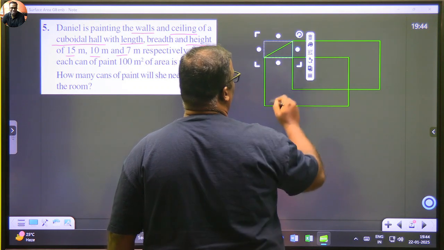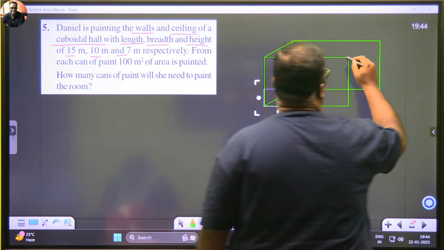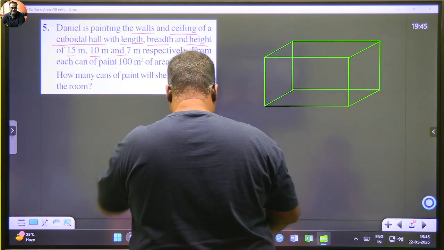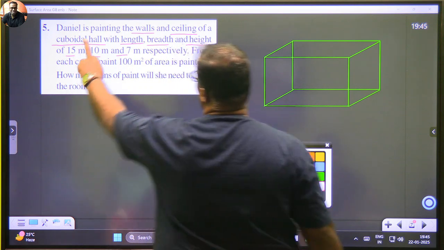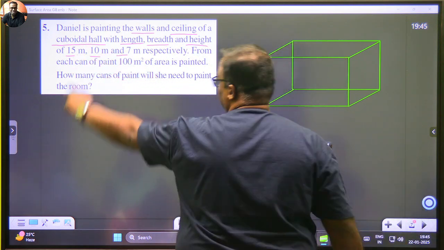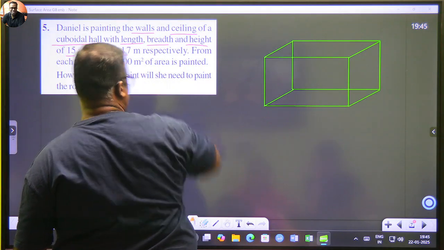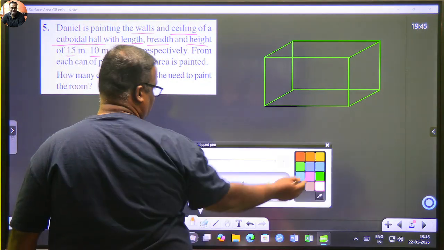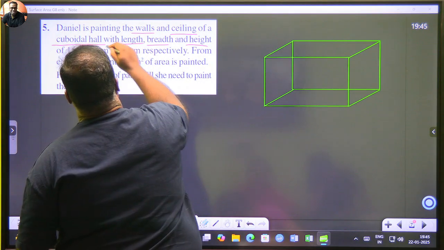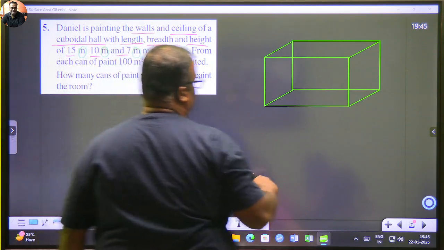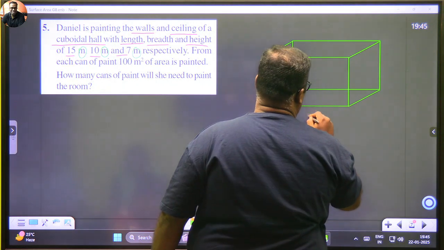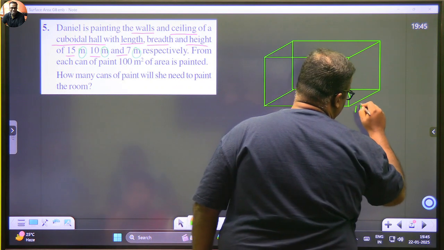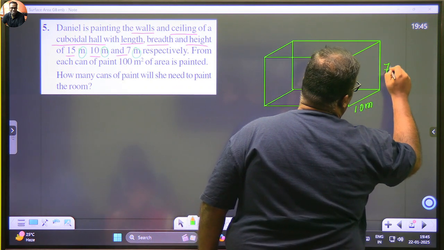So this is the cuboidal room. Can you tell me the measurements? Length is now. Then look at the units. Are the units uniform? Look at the units. Meter. Meter. No problem. कितना है length? 15 meters. Breadth is 10 meters. Height is 7 meters. Okay.